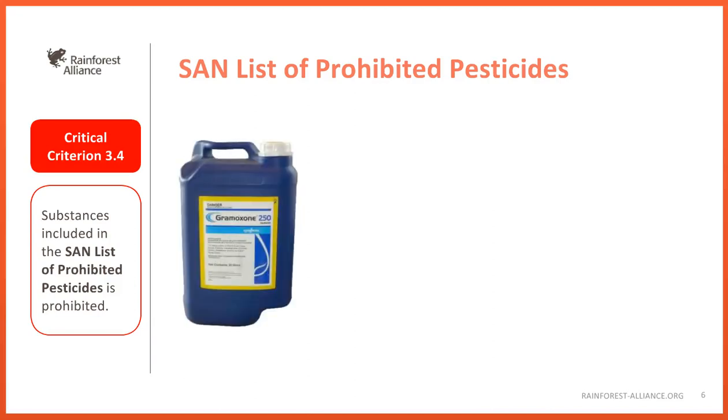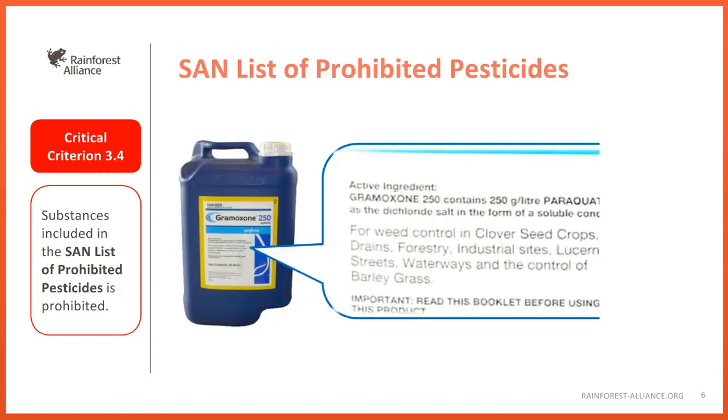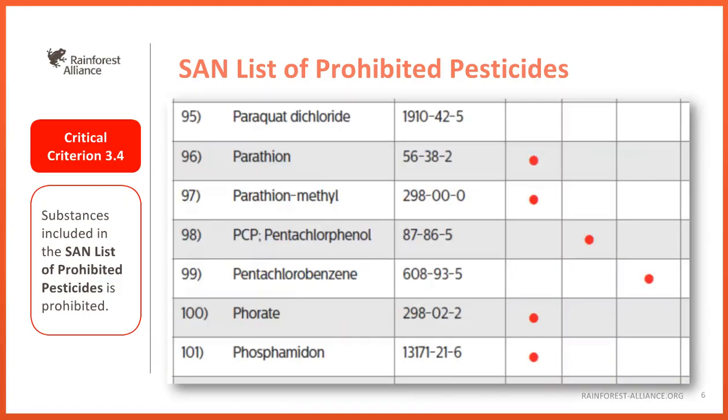Gramoxone is a contact herbicide, and its label says that the active ingredient is paraquat. In the list, you look for the active ingredients starting with P. Then you find that paraquat is included in the list. Therefore, gramoxone cannot be allowed for use.